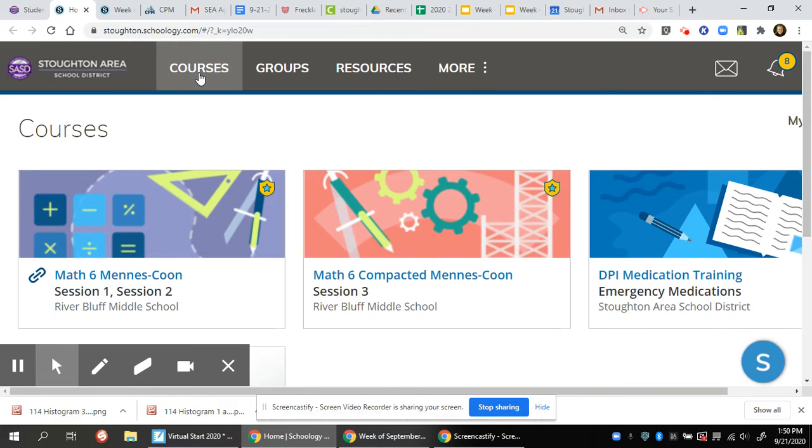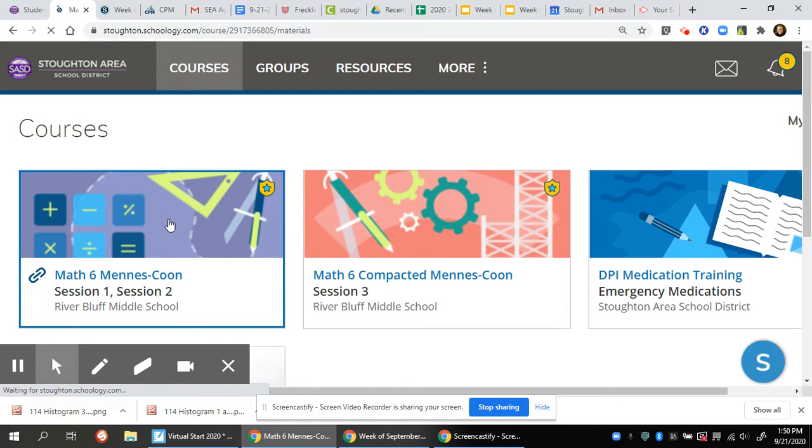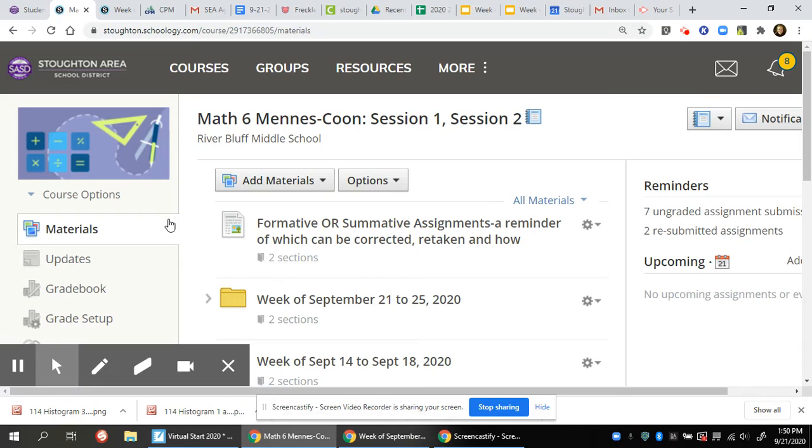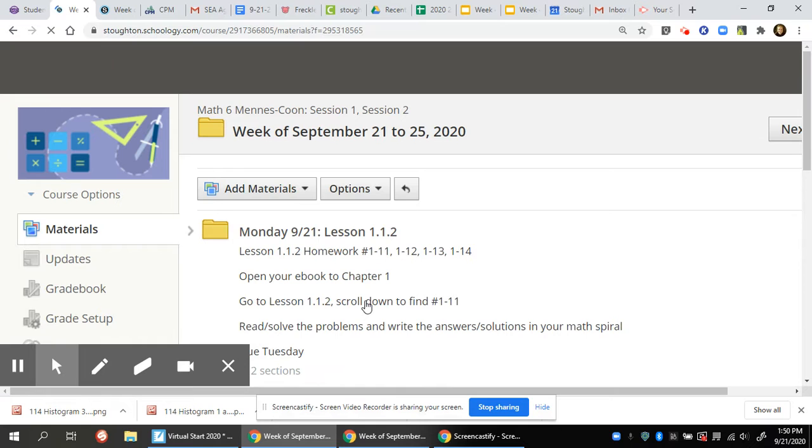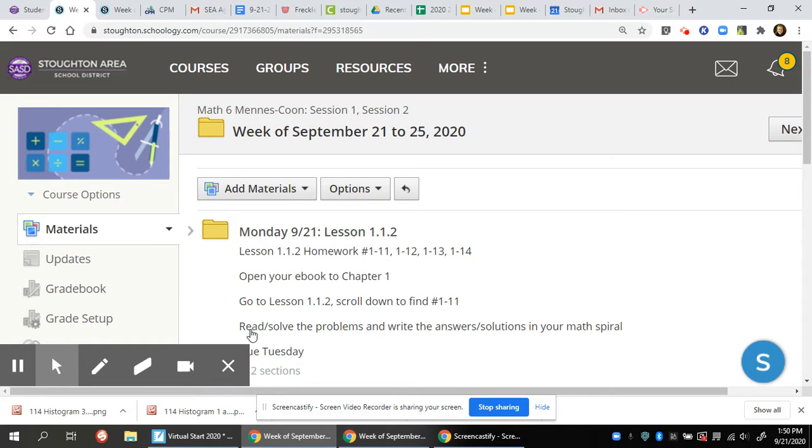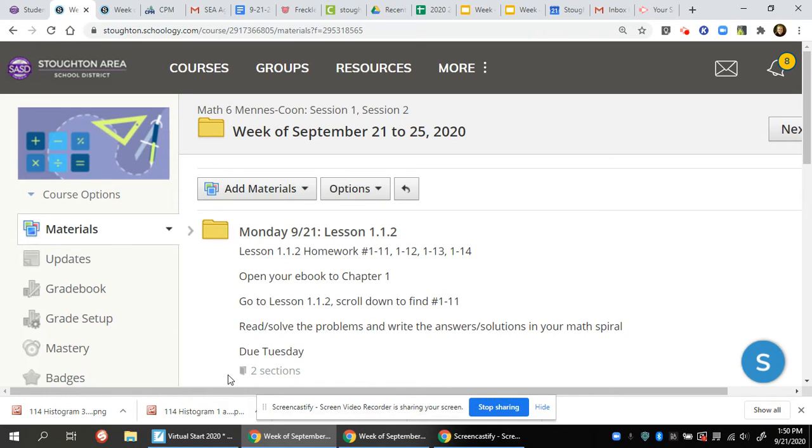I am in math session 1 or 2 right now, so I'm going to click on the tile that has the math symbols, the triangle, and the protractor on it, and the compass. When I look at this part of my Schoology, I know that this is the week of September 21st to 25th. I select that folder, and this folder has several things listed underneath it.